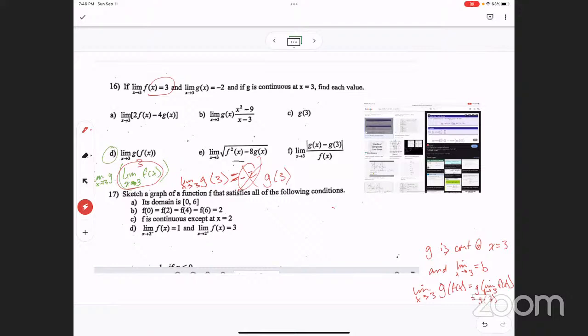I don't know. I'm sorry, Meher. I wish I could be more clear, but I don't totally understand the question. It's okay. I'll ask my teacher about this one. Yeah, I would ask him about that one, because the answer is probably either negative 2 or g of 3. But I don't think those are necessarily the same thing. Yeah. Sound good?